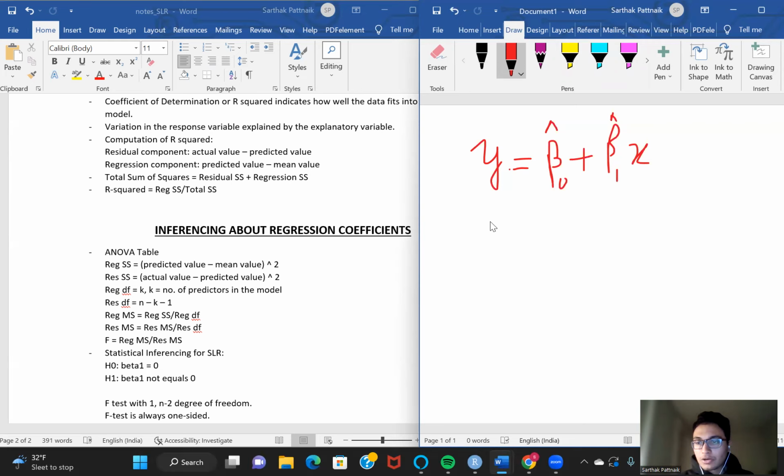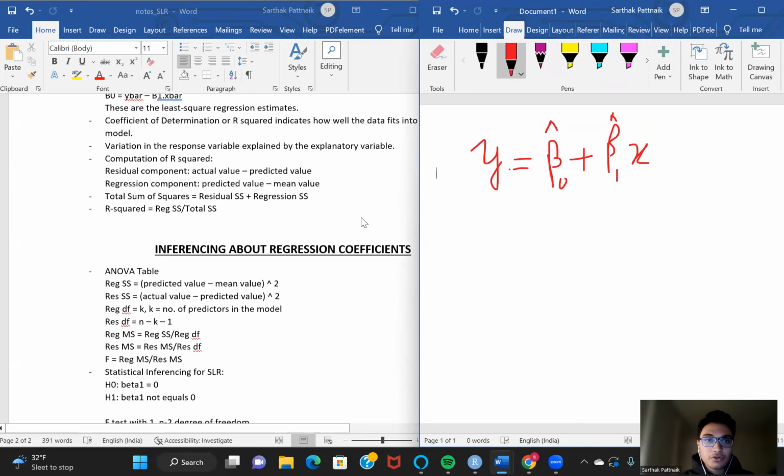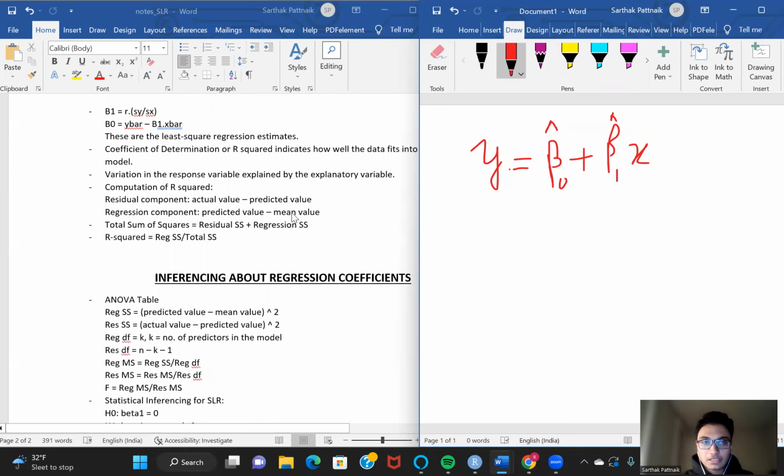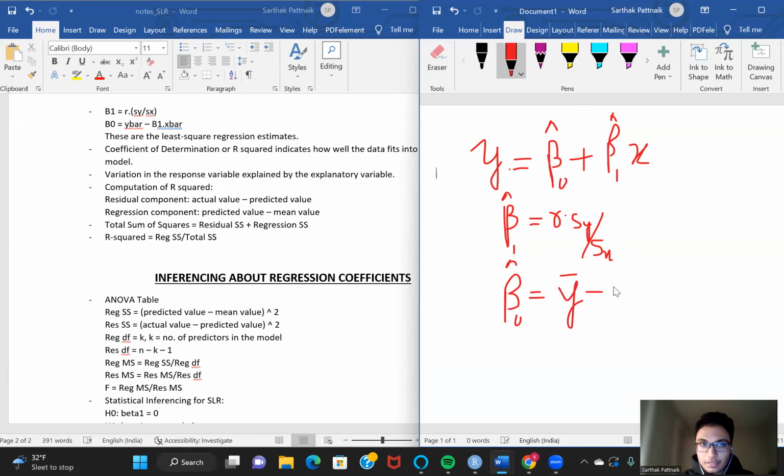We also saw how we can calculate the value of each of these coefficients, beta 1 and beta 0. So we saw that beta 1 cap is equal to r into s of y divided by s of x, where r is the correlation coefficient, and we saw beta naught cap as mean of y minus beta 1 cap into mean of x. This is how you calculate the slope and the intercept of a simple linear regression line.